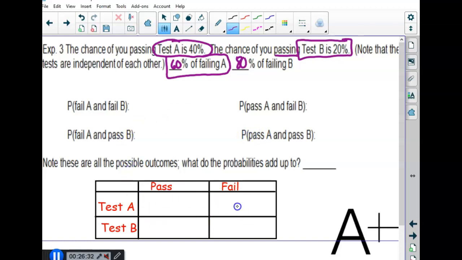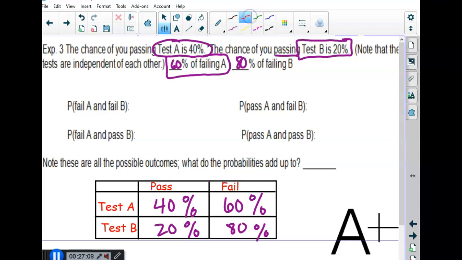And I made a little chart here that might have helped some of you. I know Delta Math shows a little chart, but let's see. A pass was 40 and 60, and B was 20 and 80. Okay. What is the chance that you both fail A and fail B? Well, do you remember what we just did on the last one? They're independent of each other, so you multiply the probabilities, okay? Now, these are percents, so what do we want to do to multiply them?